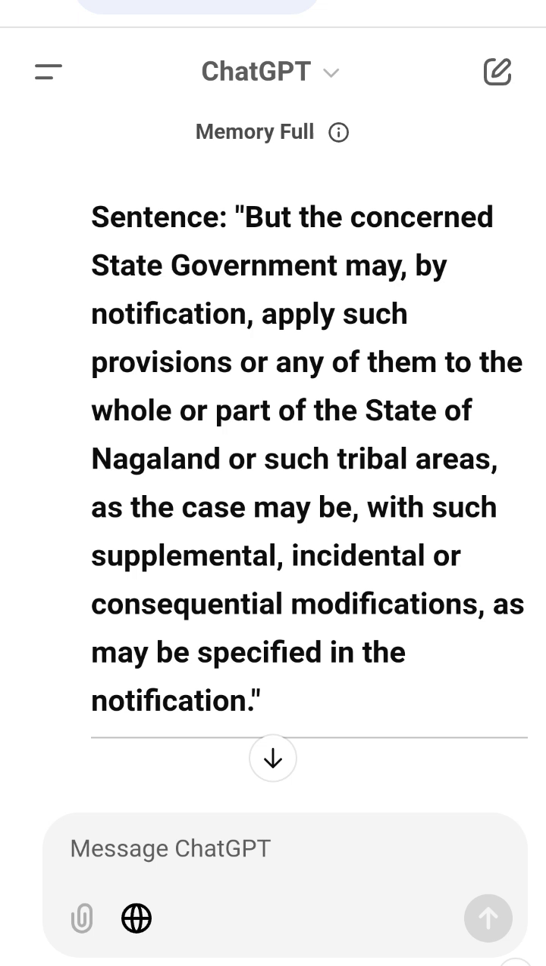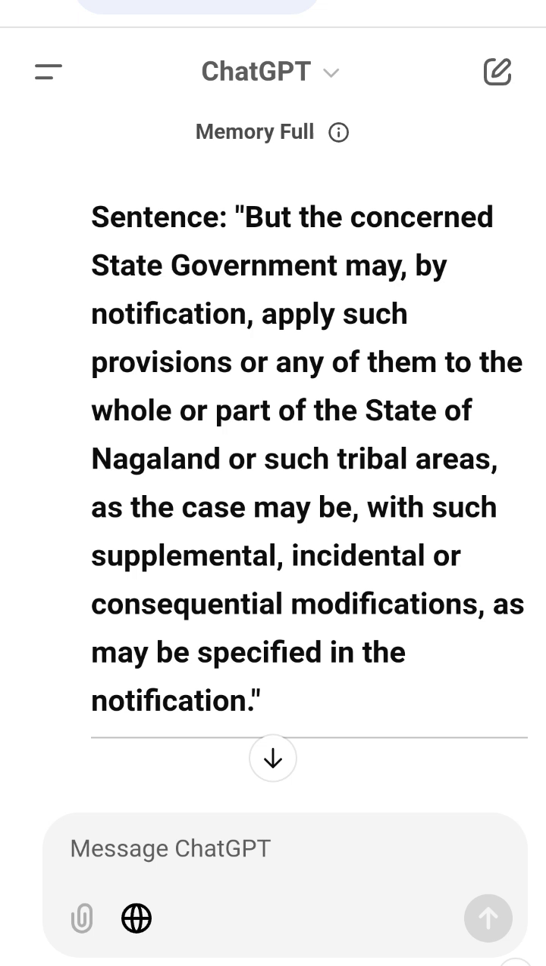Breaking it down. One: the concerned state government. Who is the state government? Every state in India has its own government. For example, Nagaland has the Nagaland state government. Assam has the Assam state government. Concerned means the one involved. Here, the sentence is talking about the government of Nagaland or the government of a tribal area.